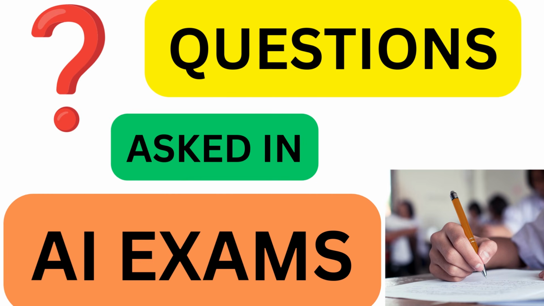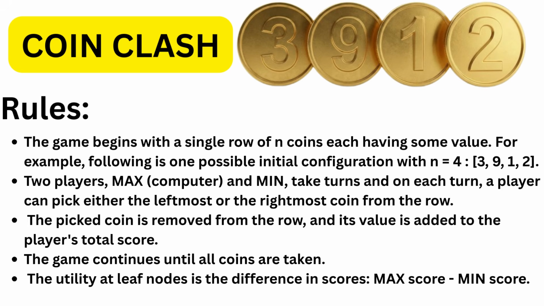In this video, we will discuss some more interesting questions that are often asked in AI exams related to adversarial search. The most common one is the coin clash problem. This game begins with a single row of n coins, each having some value. For example, here we can see that there are 4 coins, so n equals 4, and the value of each coin is 3, 9, 1 and 2.